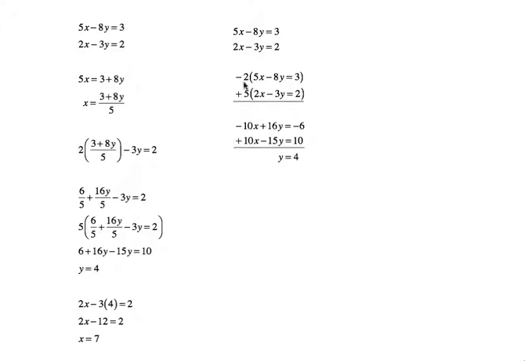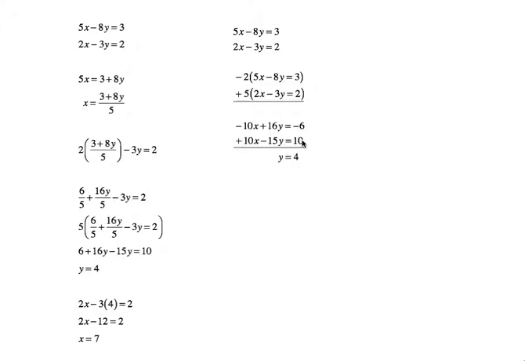So negative 2 times the entire first equation: negative 2 times 5x is negative 10x. Negative 2 times negative 8y is positive 16y. And negative 2 times 3 is negative 6. Then multiplying the entire second equation by 5, I have 5 times 2x is 10x. 5 times negative 3y is negative 15y. And 5 times 2 is 10.